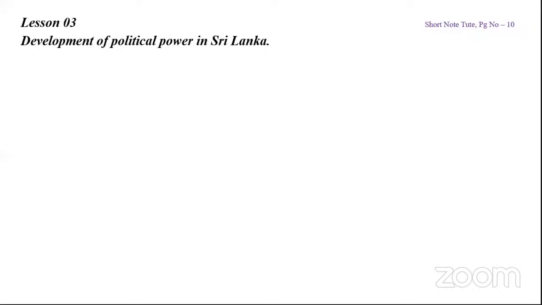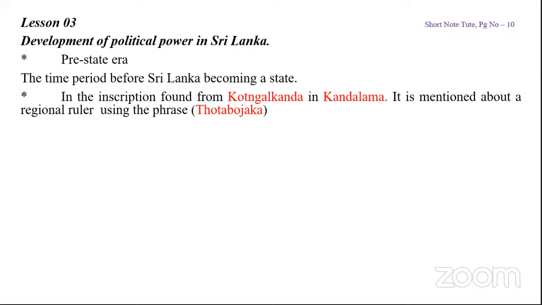So I told you today we will be discussing 2 lessons and 2 possible questions that may come for the second question and third question. So the pre-state era. What is the pre-state era? We divided the history into 4 time periods. Stone Age, the time that man used stone implements and lived in natural caves. Proto-historic time period, the time that people started agriculture and living in permanent settlements. Then the pre-state era means the period that the leadership was developing.